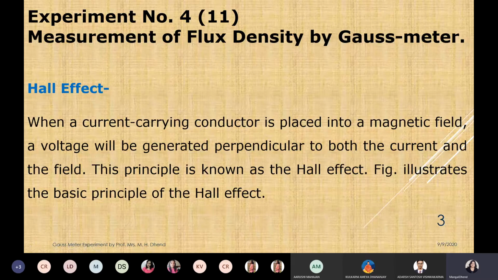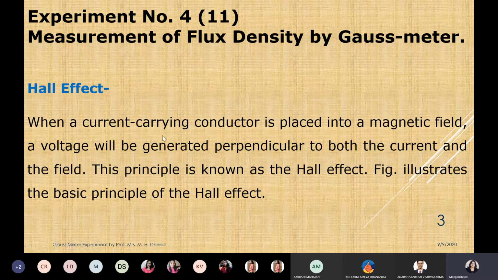So try to understand first, if you want to measure flux density by Gauss meter, you have to learn first how the Gauss meter operates, how it will measure flux density. So you have to understand first the Hall effect. So what is the Hall effect? When a current carrying conductor is placed in a magnetic field, a voltage will be generated perpendicular to both the current and the field. Okay.